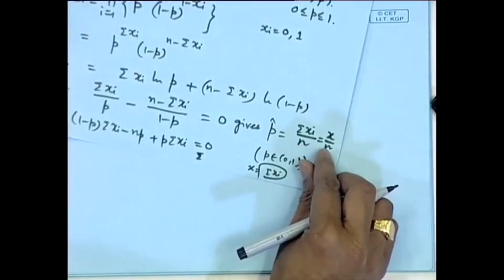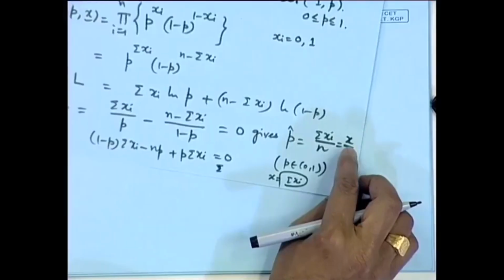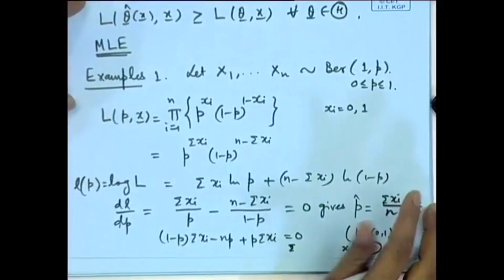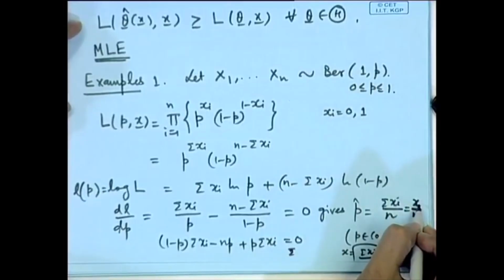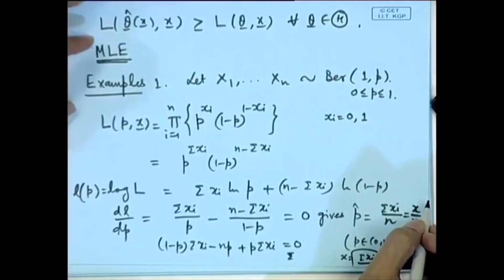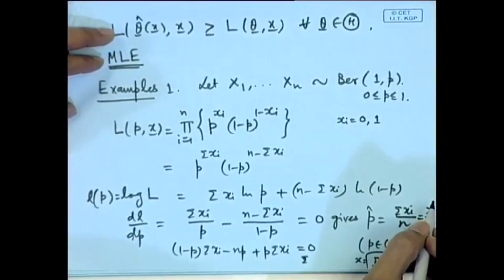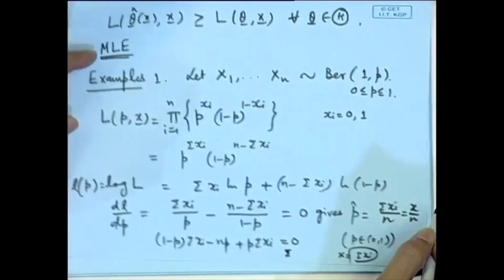If you compare it with the method of moments estimator, it is actually the same thing here. That means the maximum likelihood estimator of the probability of success is the number of successes in n trials divided by the number of trials, that is the proportion of successes, which is a very logical estimator and it is coming through the method of maximum likelihood estimation.